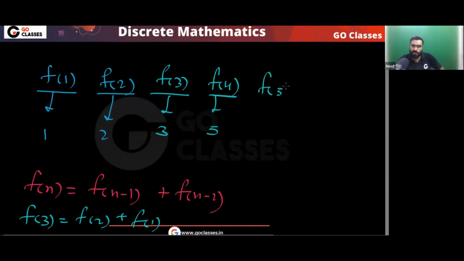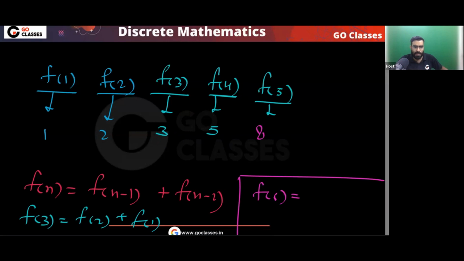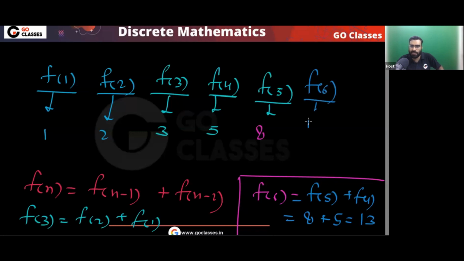And what will be F5? F5 will be F4 plus F3. That will be 8. Okay, and what will be F6? Remember, F6 is equal to F5 plus F4. If I put n equal to 6, then I will get F6 equal to F5 plus F4. What is F5? That is 8. What is F4? That is 5. So that will be 13. So remember, F6 will be 13.